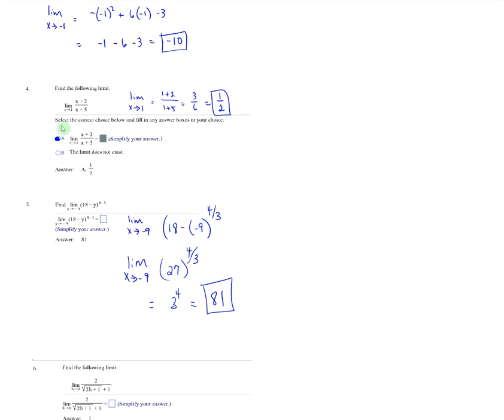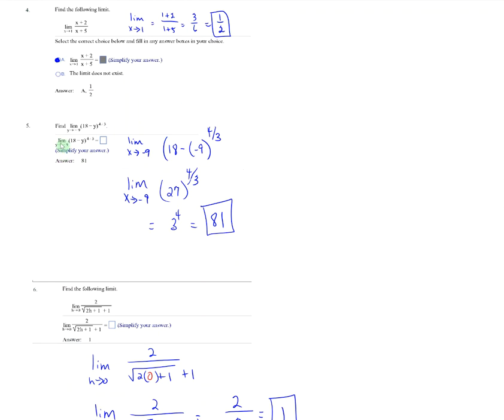Number 4. We've got a rational function. Can we plug in 1? Yes, 1 plus 5 is 6, so there's not an issue with something not being defined. So we plug it in both places, we get 3 over 6. That should be 1/2. So you'll choose A and put 1/2 in the answer box.